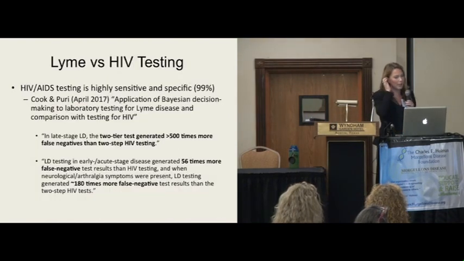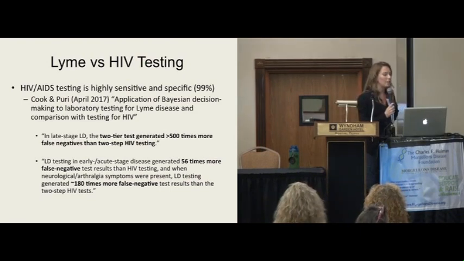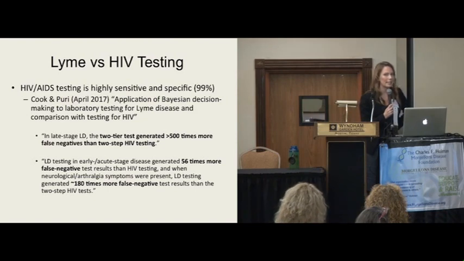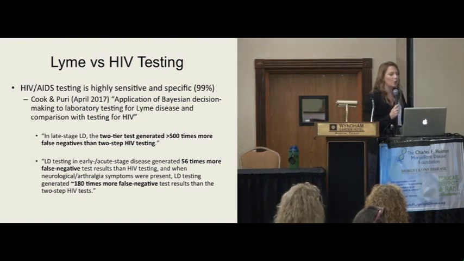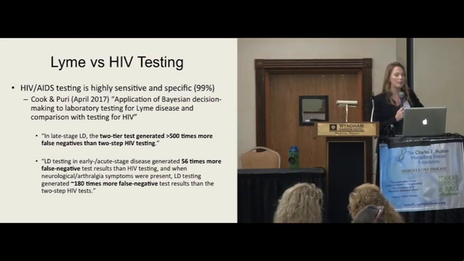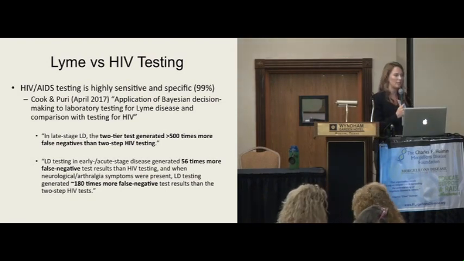So now let's compare Lyme and HIV testing. You've heard me mention this a couple of times. HIV testing is highly sensitive and specific; the sensitivity and specificity both range around 99. Cook and Puri just published a paper at the beginning of this month called Application of Bayesian Decision Making to Laboratory Testing for Lyme Disease in Comparison with Testing for HIV.